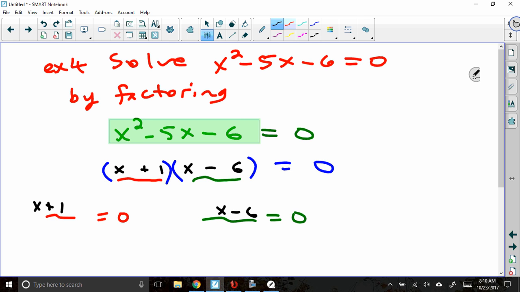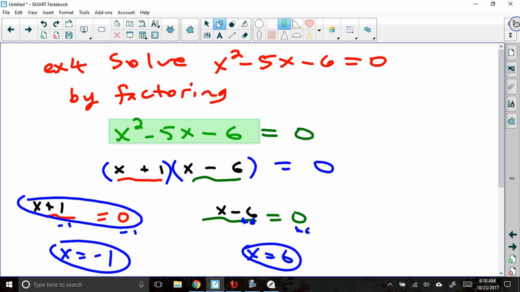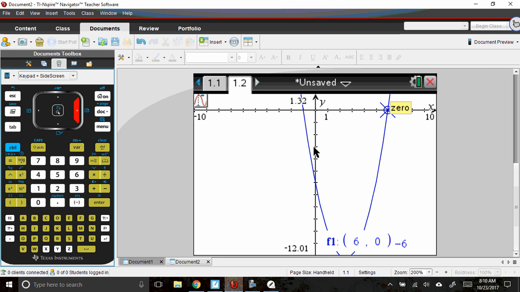And now we've got two equations to solve. So if we go ahead and solve this one, we just subtract 1, right? So x equals negative 1. And if we solve this other one, we'll add 6. So x is equal to positive 6. And there it is. I think that's pretty cool. I think that's pretty easy if you are good at factoring. That's highly contingent on the fact that you can factor. Because that's the one that we just solved a minute ago by graphing, isn't it?